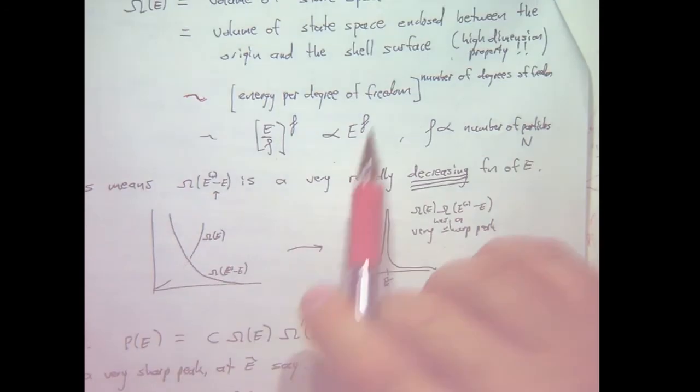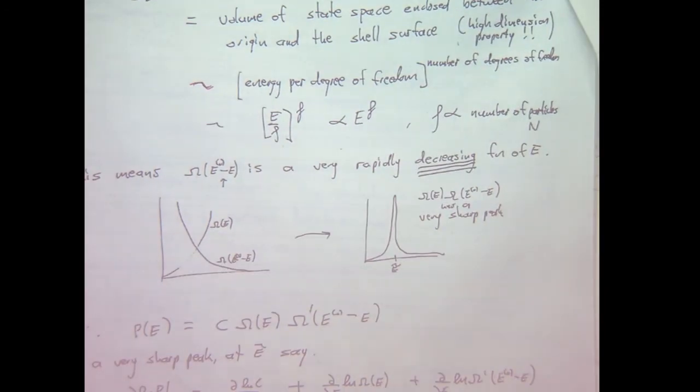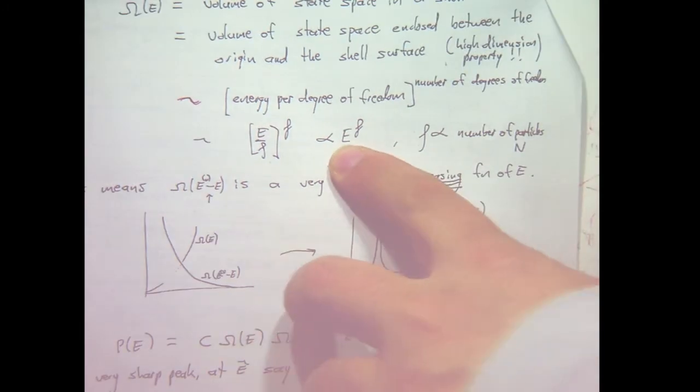So why is there the per degree of freedom? Oh, I put per degree of freedom, I'm not sure, but that's what I really want to say there.